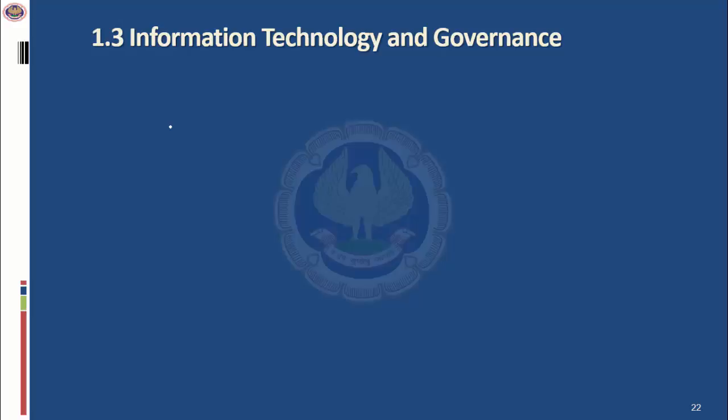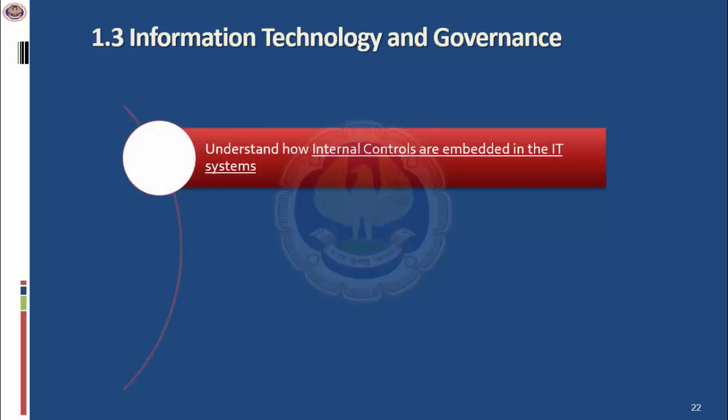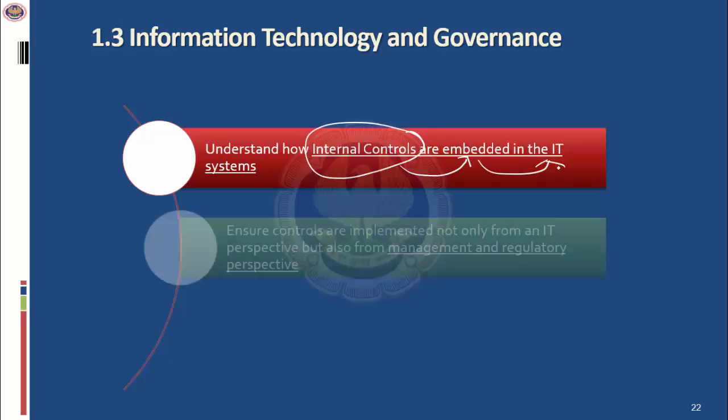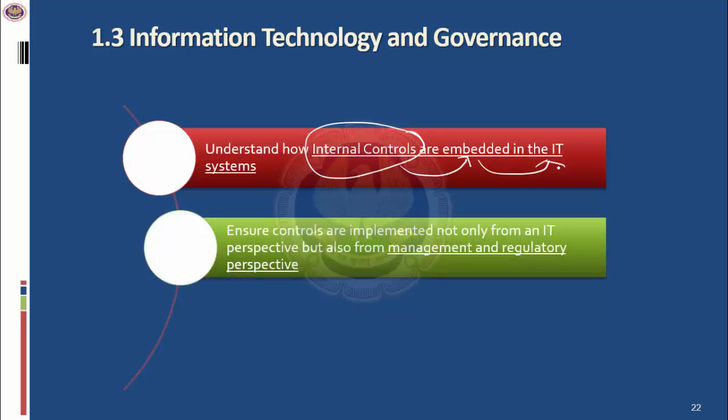How does implementation of information technology impact governance? First, it's important to understand in information technology, which you have been harping about so many times, that internal controls are embedded inside the IT systems, in the IT enabled systems. So controls, if you remember the definition, are not available by default, they need to be designed, which means they need to be implemented.